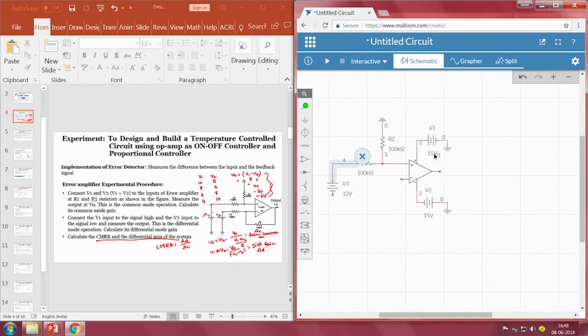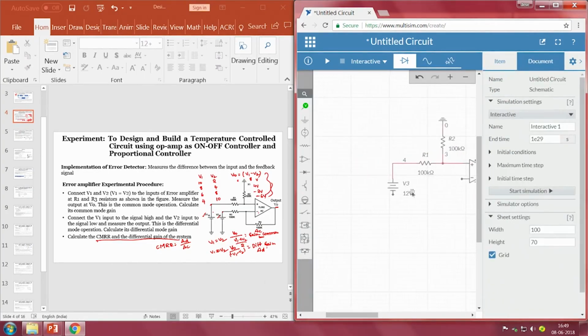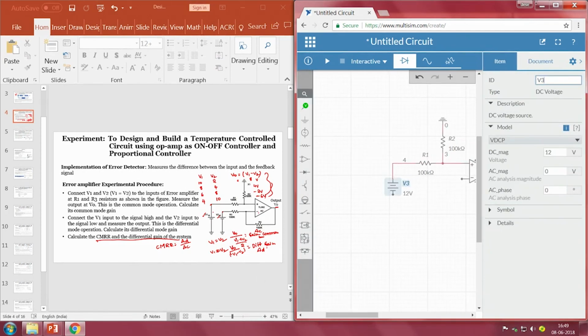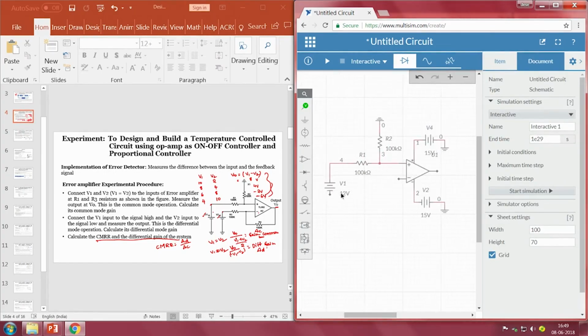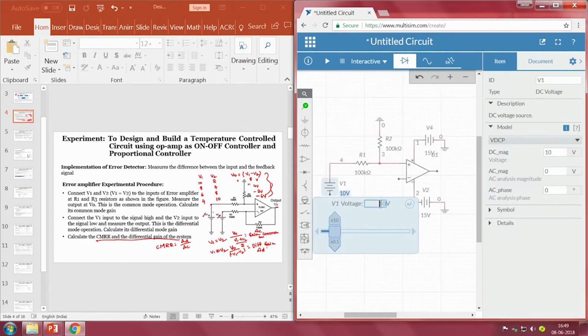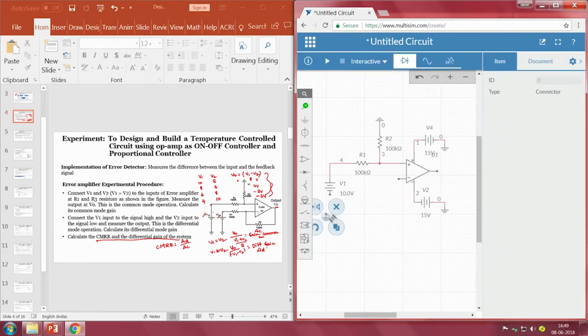The name of this I will make V4, because the V1 notation we are giving for the input value. So this I will make V1. Now V1 is ready. Make this value 10, since max is of 10 we are looking at. The other terminal should be connected to the ground, so I am connecting it to the ground. So this part is done.